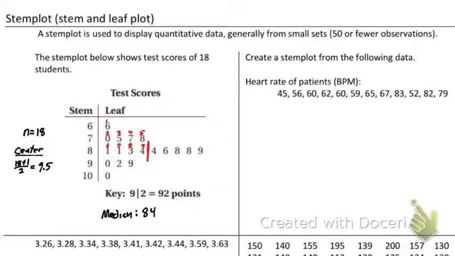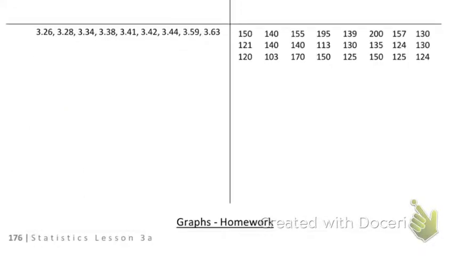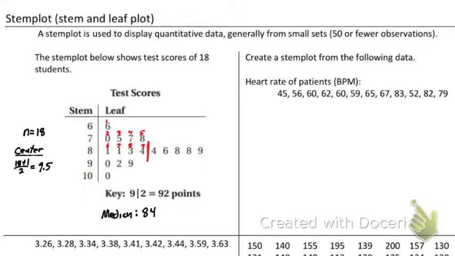All right, our next one is pretty standard compared to this one. We have the heart rates of patients. We can see that counting by tens would be good for our stem because I go from 4 all the way to 8. So what I'm going to do is start setting up my stem and leaf plot.